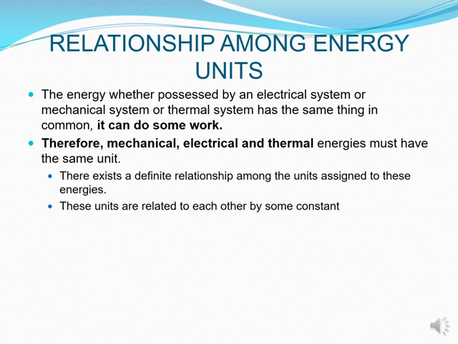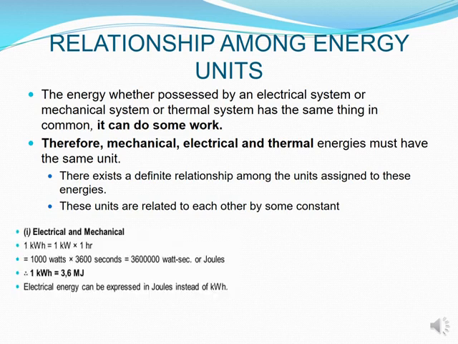So whether we are looking at electrical, mechanical, or thermal energy, the common factor of the energy is that it can do some work. So therefore, mechanical, electrical, and thermal energies must have the same unit. That's why we always relate them to joules. And there exists a definite relationship among the units assigned to these energies, and these units are related to each other by some constant. So we can move from mechanical to electrical by just multiplying by a certain constant, and also move to thermal by doing the same.